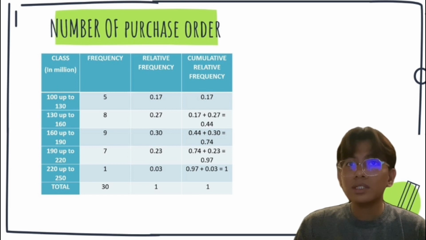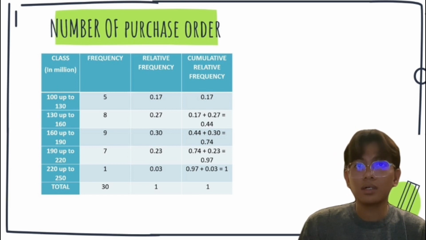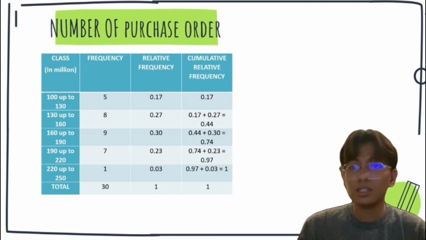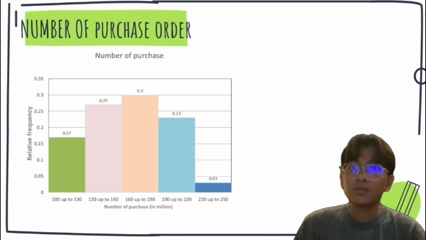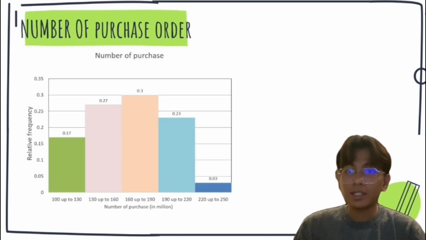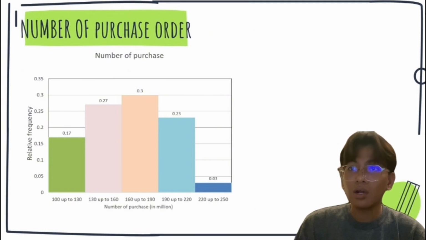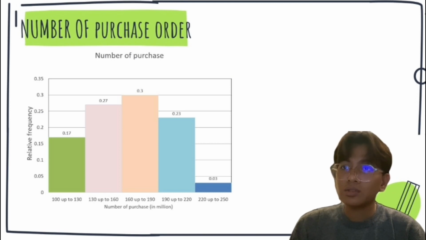To find the relative frequency, we use the same formula, which is frequency divided by the total number of observations, and we got the relative frequency. For the cumulative relative frequency, we sum up each of the relative frequencies until we reach the figure 1. So this is the histogram graph for relative frequency. As you can see here, the highest value is 160 up to 190, and the lowest value is on 220 up to 250.